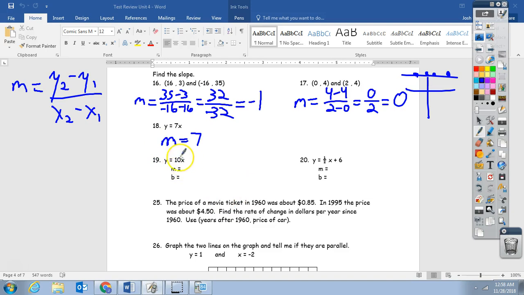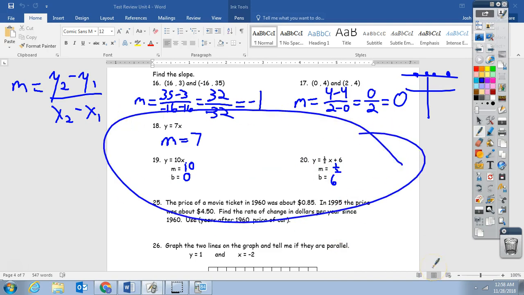Number 19. My m is 10. My b is nothing. There's not a b there. Done with the problem. My m is 1/2. My b is 6. Done with the problem. You should not miss those.